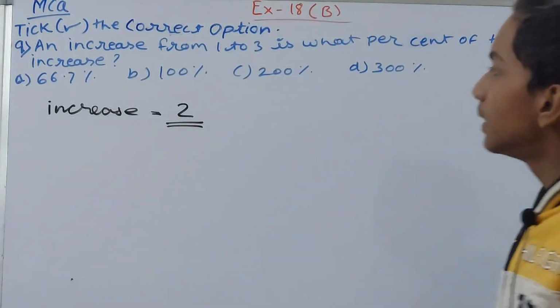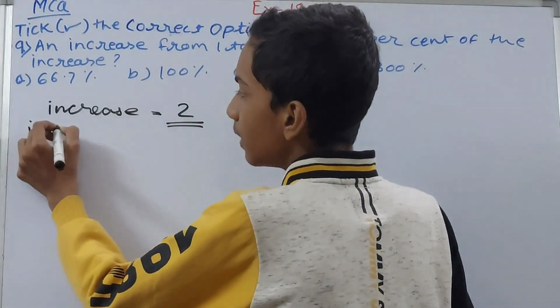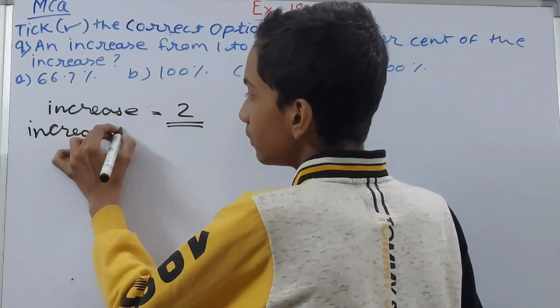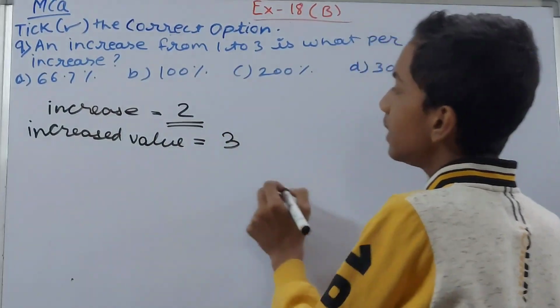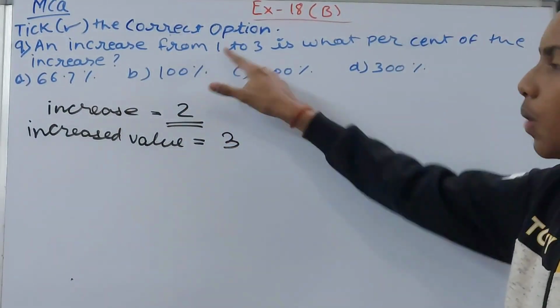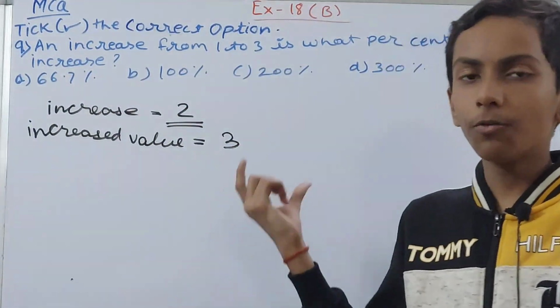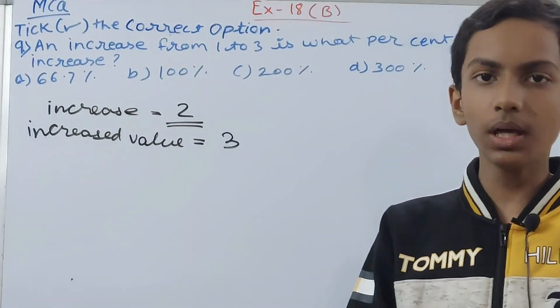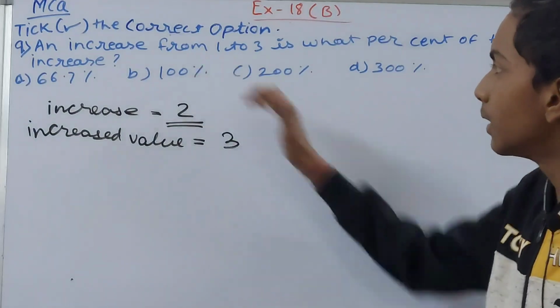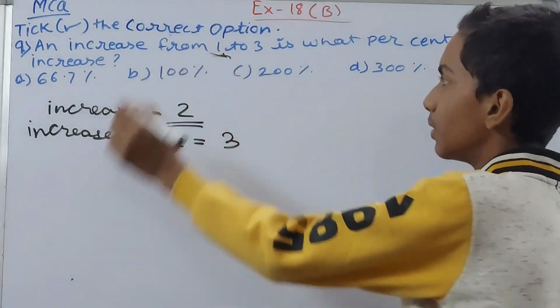So you see here the increased value, or the new value, will be 3. Why 3? Because 2 has been added to 1, so this becomes 3. What most of you will do is find the increase percent on the actual value, that is 1.